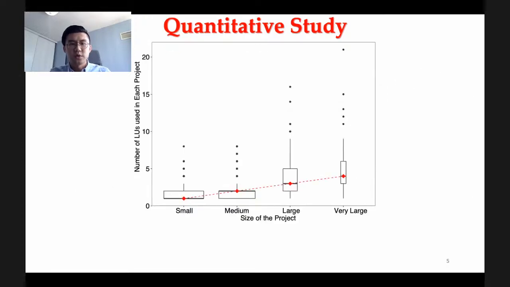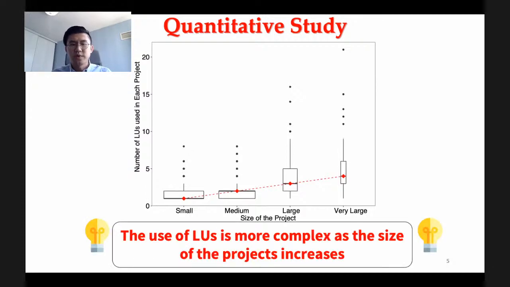This figure shows a brief summary of our results. We first categorize the size of the projects into four parts: small, medium, large, and very large projects. The y-axis here shows the number of LUs used in each project. And as you see, for small projects, most of the projects only use one LU, which is normal. But as the project size increases, such as medium-sized projects use at least 2 LUs for 50% of the projects, and large and very large projects use more than that. So it's clear that the use of LUs is more complex as the size of the projects increases.